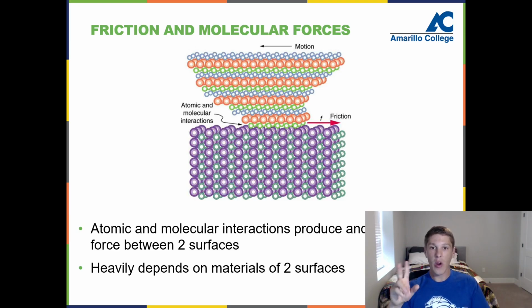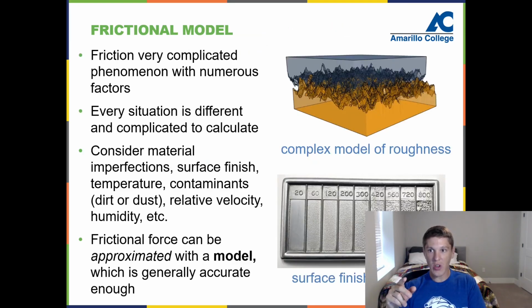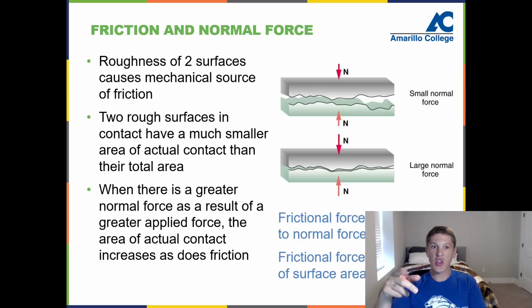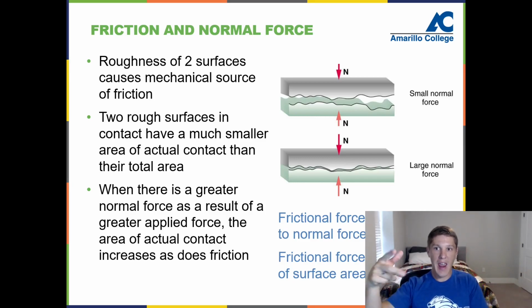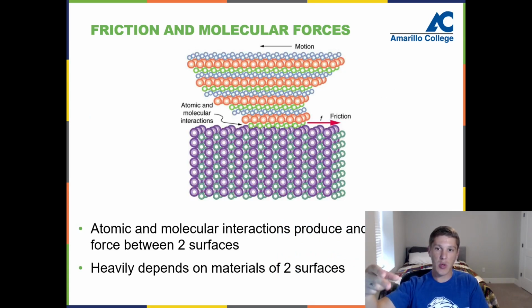So once again, what we do is we lump those two different sources together. With the normal force, we're saying friction is going to be proportional to the normal force, but the mechanical roughness between two surfaces and the molecular interaction between those two surfaces, both of those depend on the materials, right? So we lump those two terms together, and we'll get to that in a second.